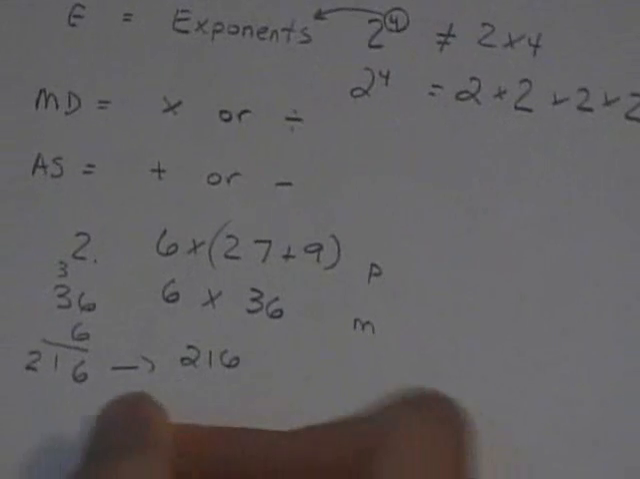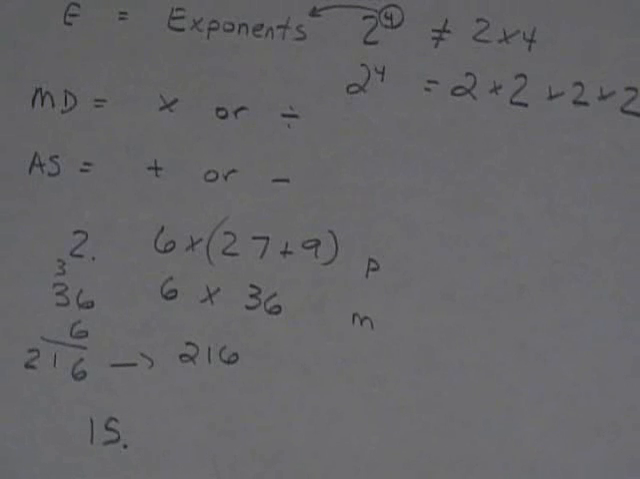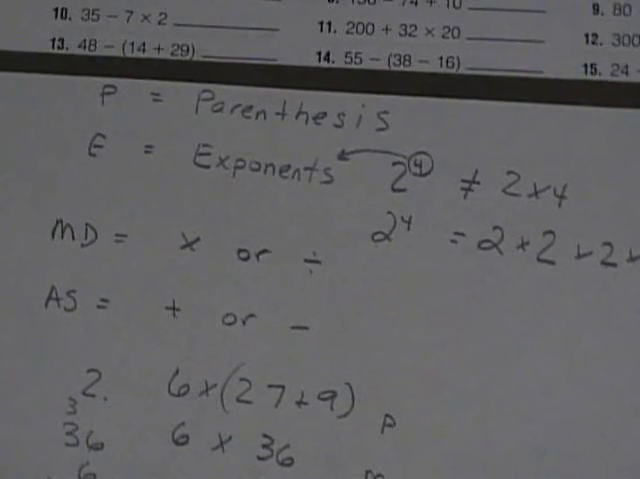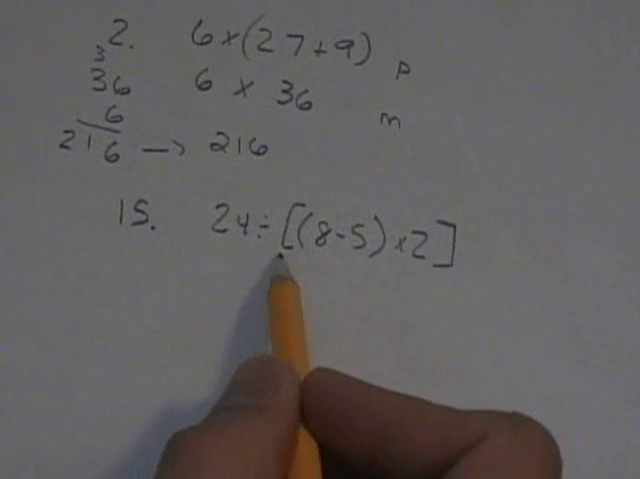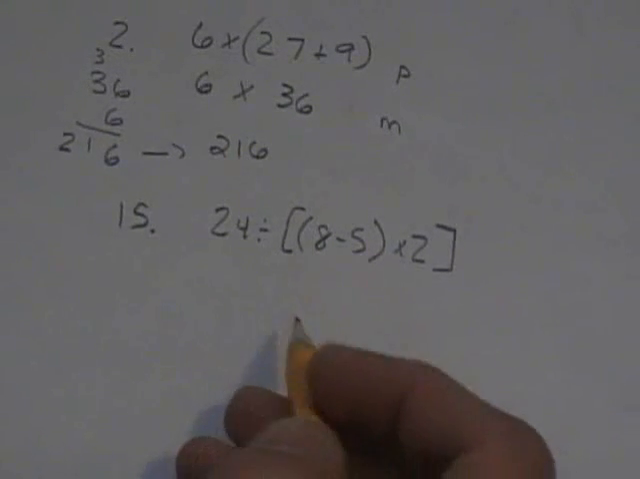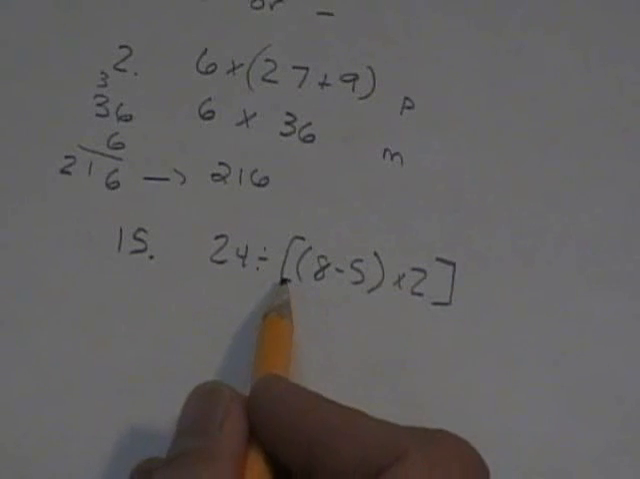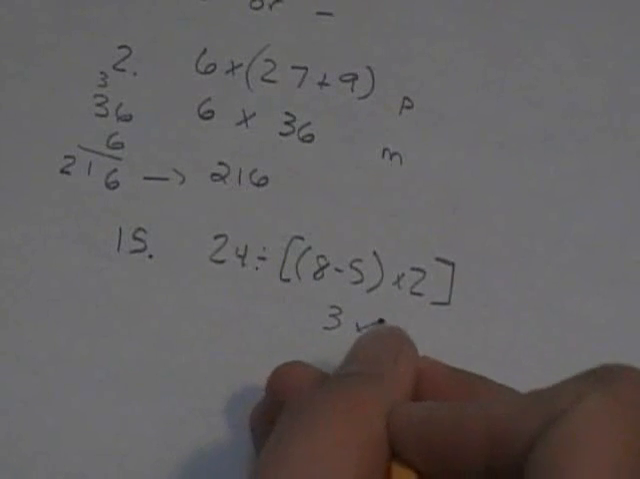I'm going to do number 15. Ready? 24 divided by, bracket, 8 minus 5, times 2. Okay, this bracket right here is actually just another parenthesis, like a double parentheses. So, 24 divided by, okay, I've got to do parentheses first. Here's one parentheses and here's another one. So let's do the one first. 8 minus 5. Well, that's 3. Times 2.